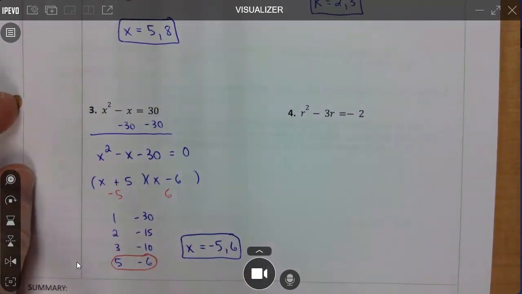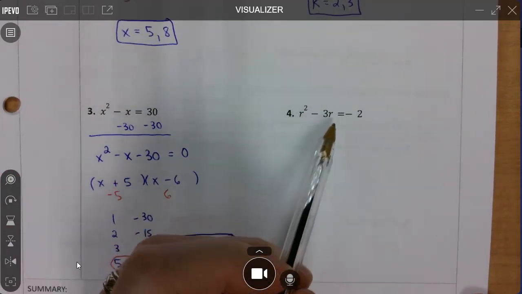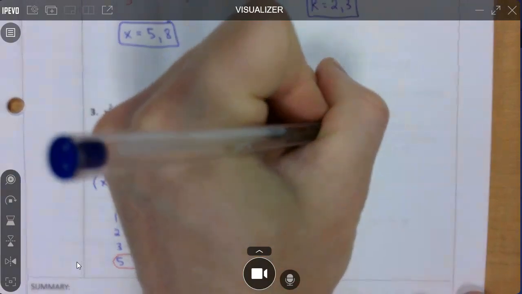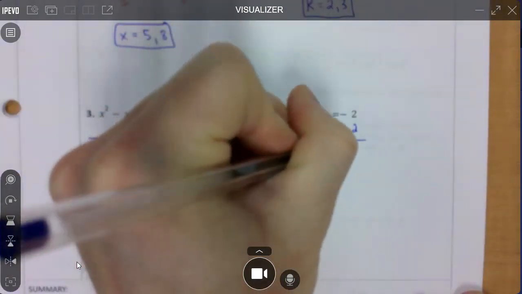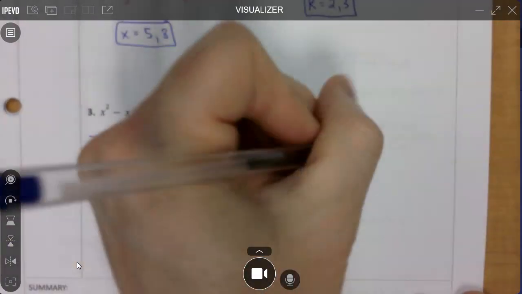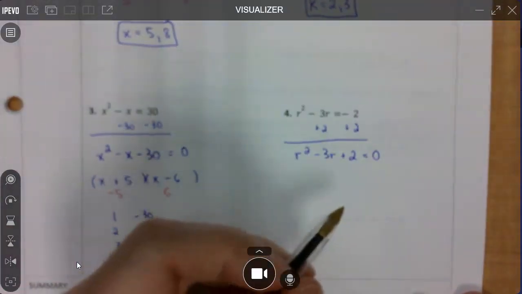Okay. All right, last example. I don't have the equation set equal to 0, so I have to move this term right here. So we're going to add 2 to both sides. So r squared minus 3r, none of that's changed. All I've done is added a 2 to that side of the equation, and then it sets equal to 0.